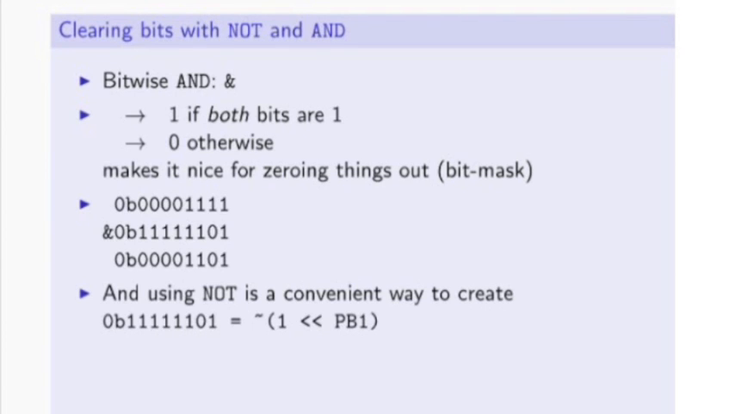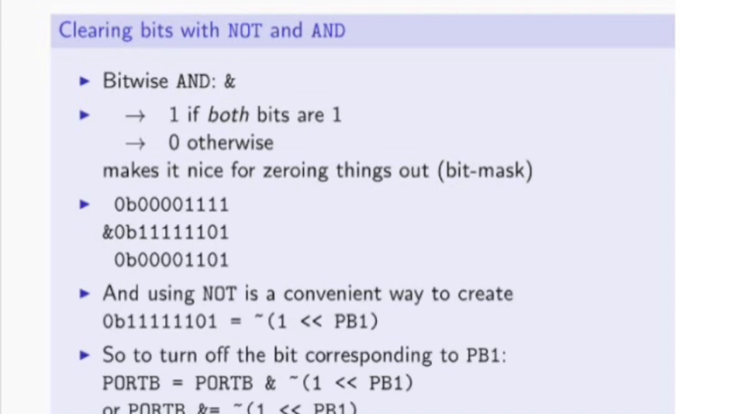So in our case, we want a string with a 0 only in position PB1. So we do the 1 shifted over to PB1 trick, which gets us a 1 in that spot, and then we NOT it, which gives us the inverse of that, which is a 0 only in the PB1 slot. And then we're ready to AND it with the original value and 0 it out. So this is how you clear a bit. These you just have to go over a couple times in your head.